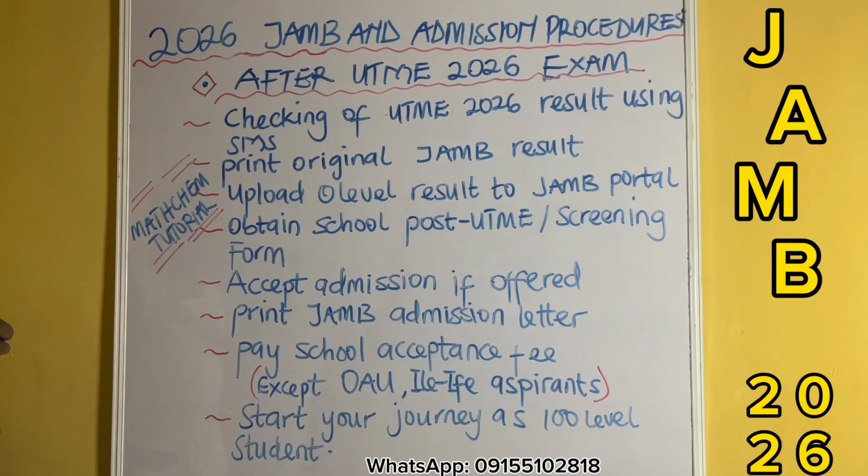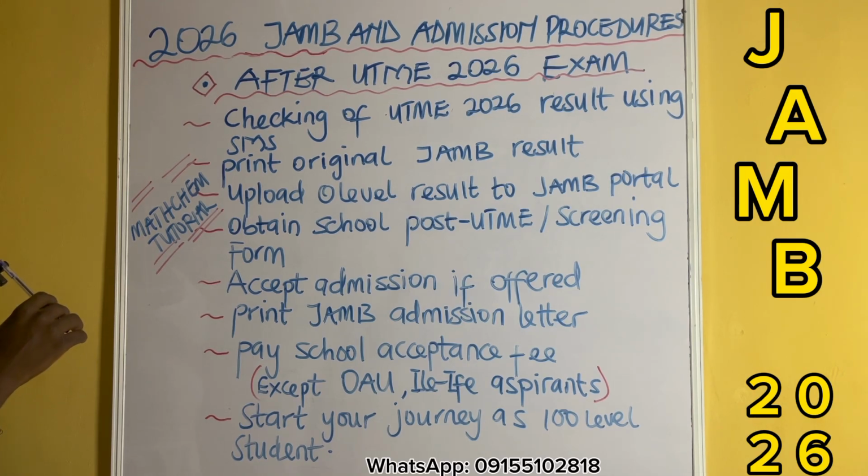Take notes. After you have obtained your school post-UTME or screening form, for schools, especially most of those federal schools, they usually write a post-UTME exam. So you'll be notified on the school portal when to write the post-UTME exam. But for those doing screening, you're just going to register, obtain the form, fill in some details, pay for the screening fee, then upload some documents and details on the portal. Then the school is going to grade you based on your JAMB score and your O-level together, and they will use that to offer you admission.